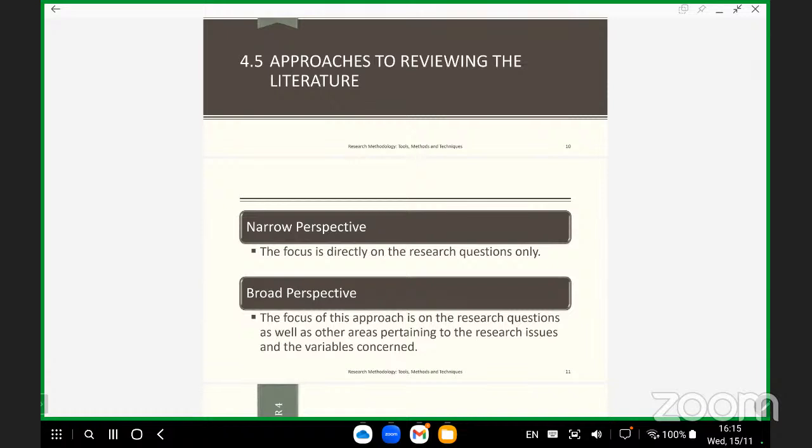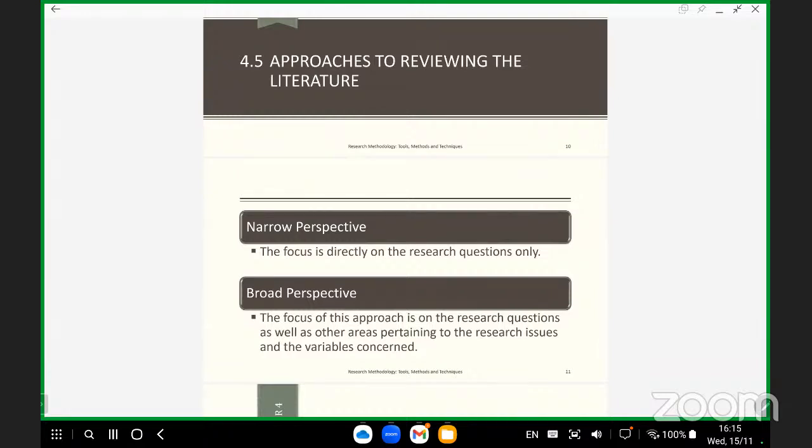you use the narrow perspective. Narrow perspective meaning you just simply directly focus on the research question only ataupun research objective. Simply focus on that and do not divert to other side topics that you might find out di dalam literature yang you compile together.